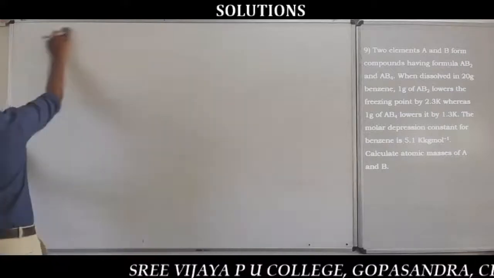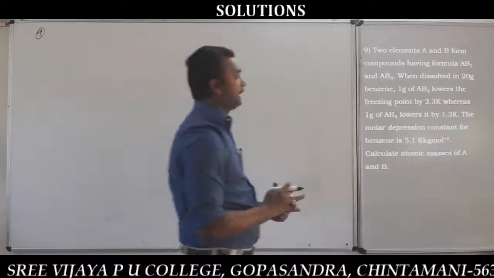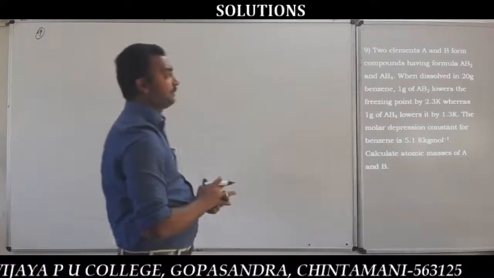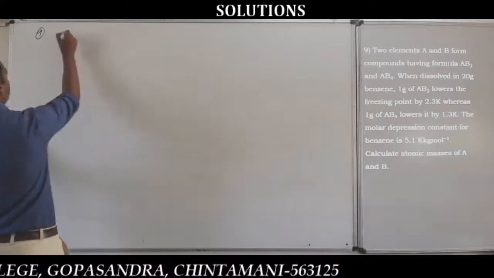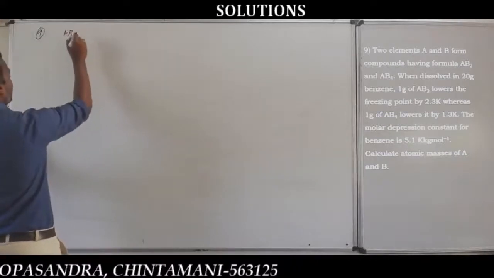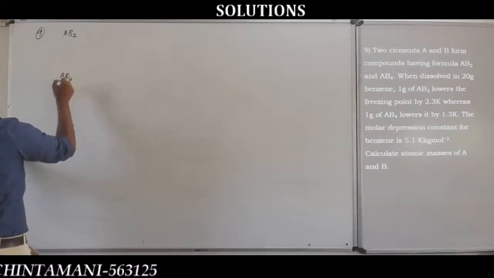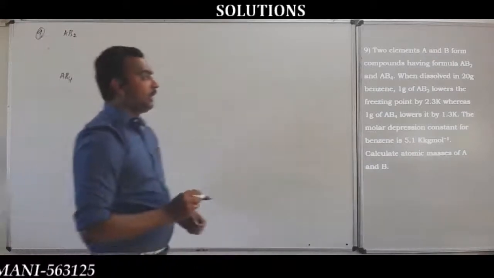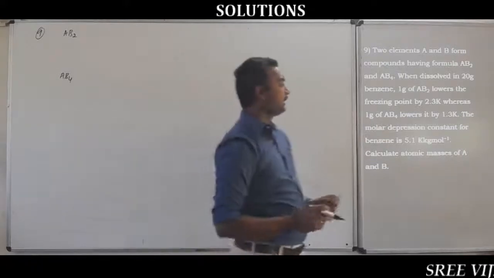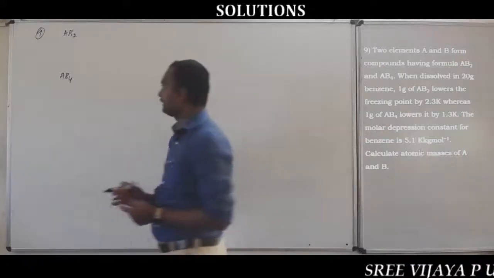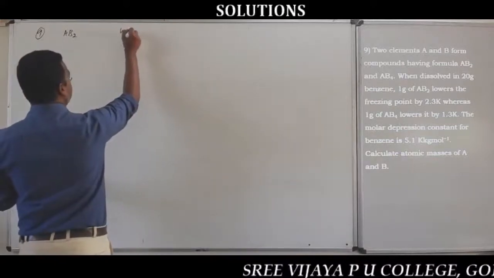Okay, problem number 9. Two elements A and B form compounds having the formula AB2 and AB4. So there are two compounds, one is AB2 and another one is AB4. When dissolving in 20 gram of benzene, the 20 gram of benzene is nothing but the mass of solvent.